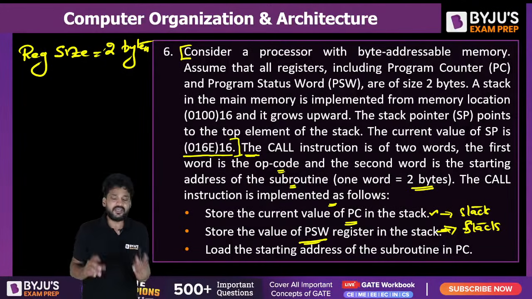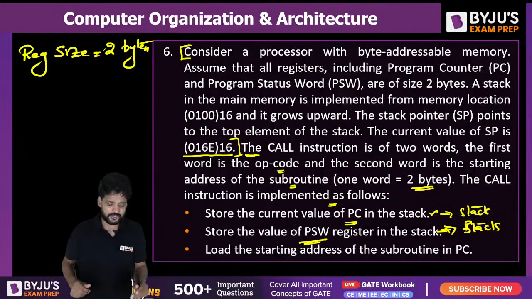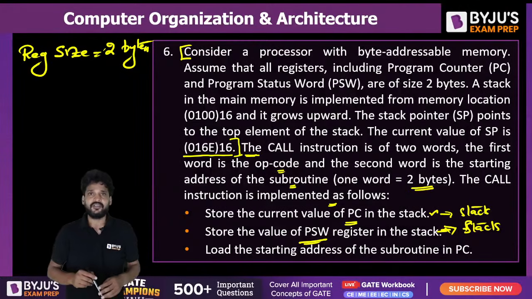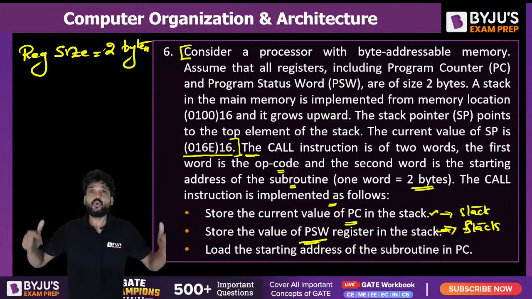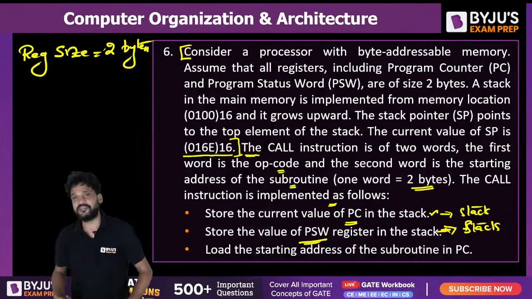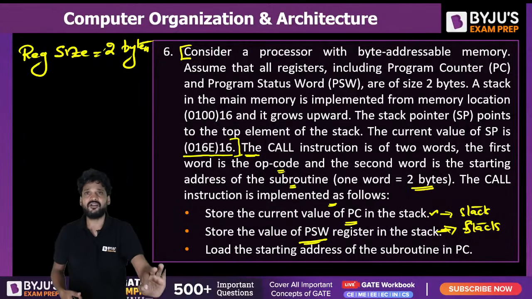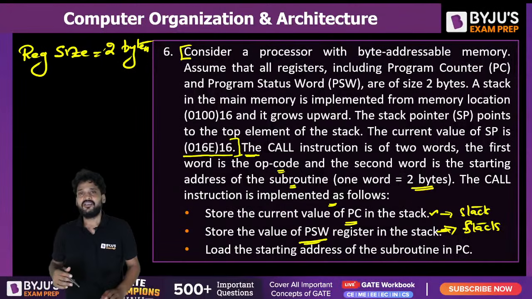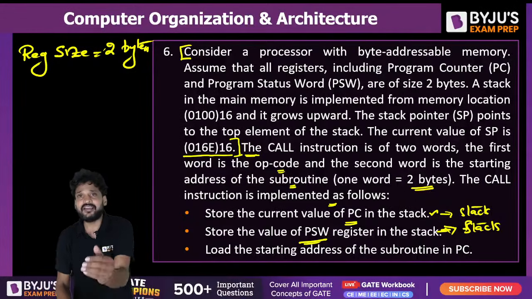Let me state a few things very precisely. Generally, there are two things that will update the stack. The first is the program counter value during a call instruction. The second is the PSW, the flag register. The stack will be updated in two cases: whenever there is a branch or subroutine call, and whenever there is an interrupt service routine call. In these two cases, both the program counter value and the PSW will be written into the stack.